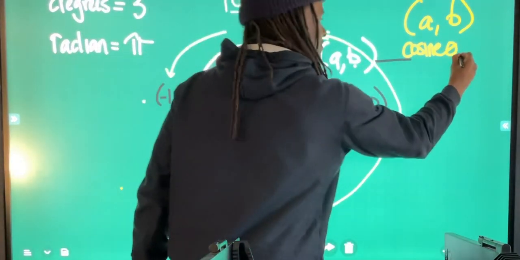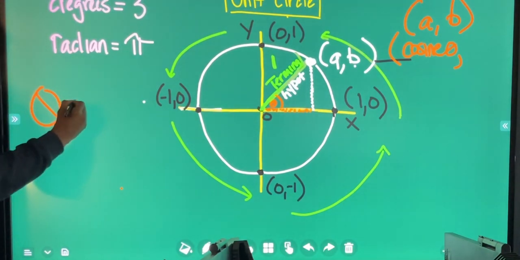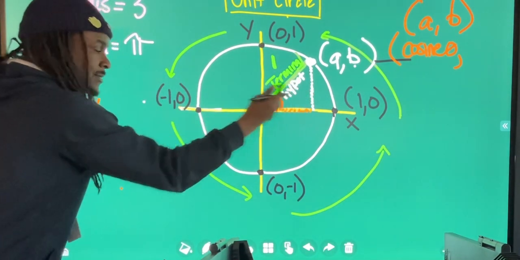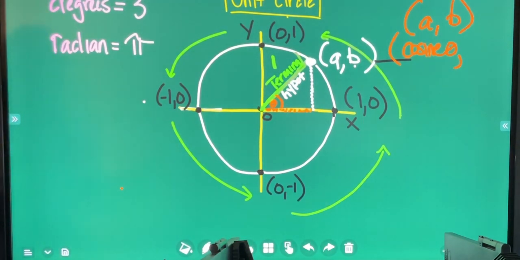Wait, what is it called? Beta? Yeah, it's just a symbol. Instead of saying x, they call it theta. I don't know how to spell it. I'm not worried about it.